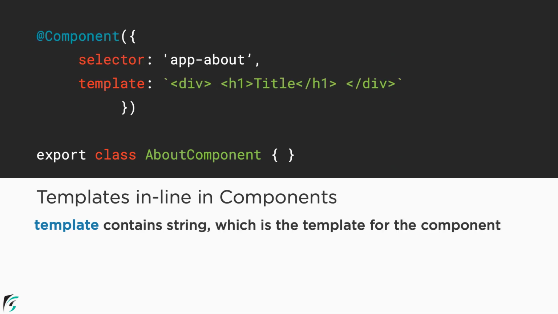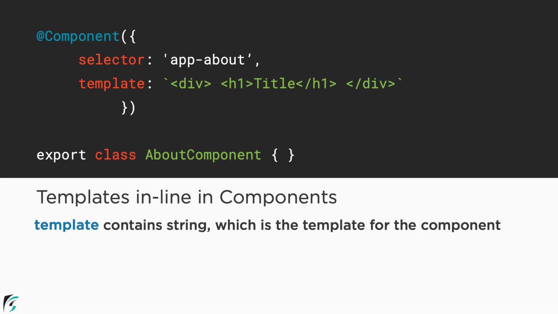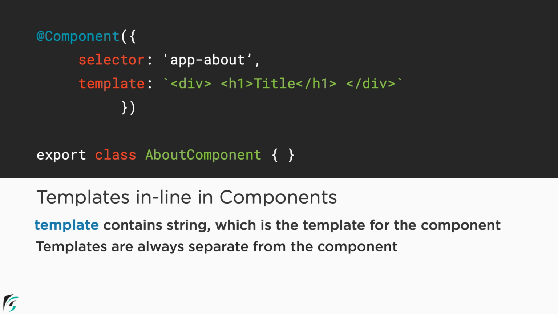We can also use an inline template. In this example, we can see we have a template property instead of a template URL. This property contains a string, which is the template for the component. In this case, the template is adjacent to the component and not in a separate file, but it's not inside or within the component. It is important to note that with Angular, the templates are always separate from the component.